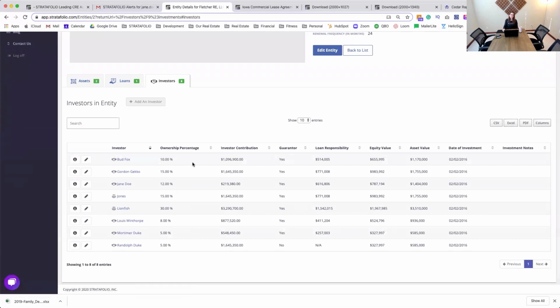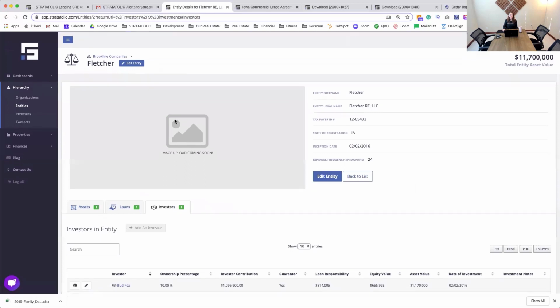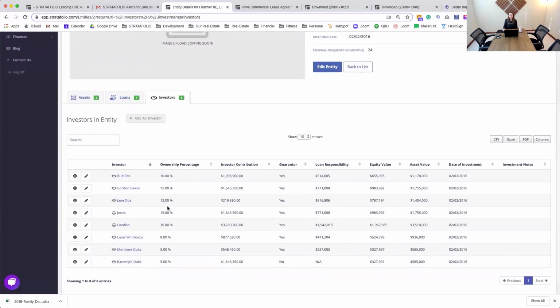So what you see then is Bud Fox here. He is a 10% owner of Fletcher, and his initial contribution was a little over $1 million. He is a guarantor on this loan, so he is responsible for some portion of this loan. He has a responsibility of $514,000 specifically.